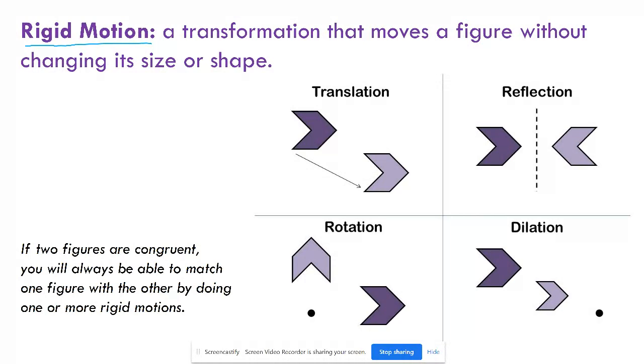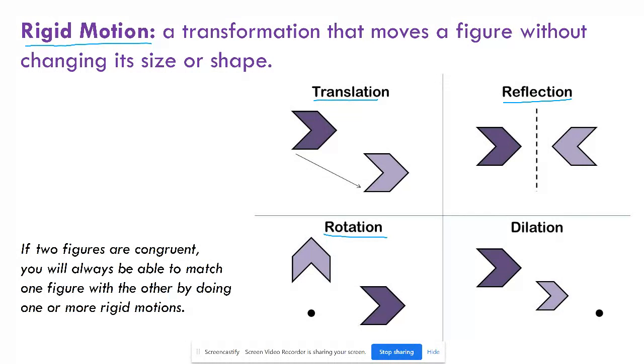A rigid motion is a transformation that will move a figure without changing its shape or size. And we had 4 transformations that we dealt with, and 3 of them are rigid motions. And we've talked about that some, because one thing we learned is if you do a translation, a reflection, or a rotation, all the side lengths and all the angle measurements of your shape stay the same.